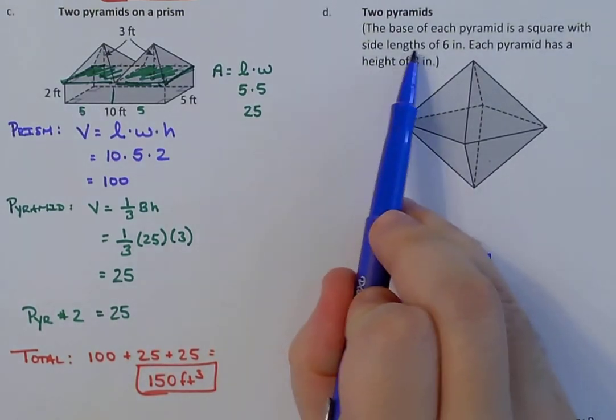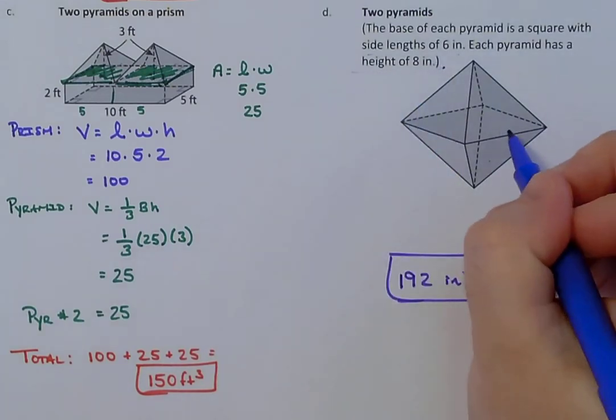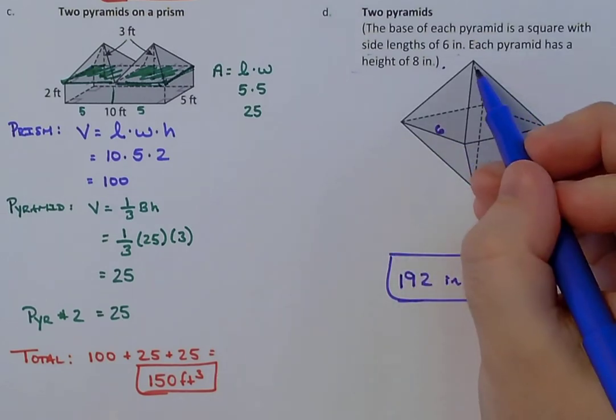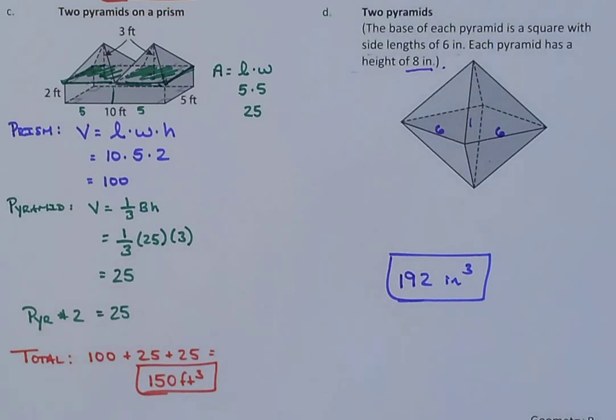They tell you the side lengths and the height of the pyramid. The side length is 6, and then they tell you that the height of the pyramid is 8. So I will leave D for you to do on your own. Again, find the volume of both those rectangular pyramids and then add them together.